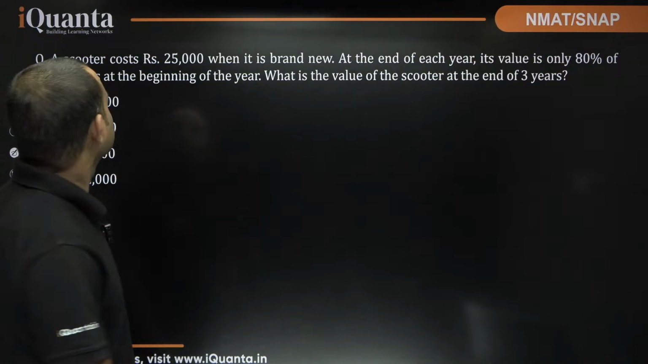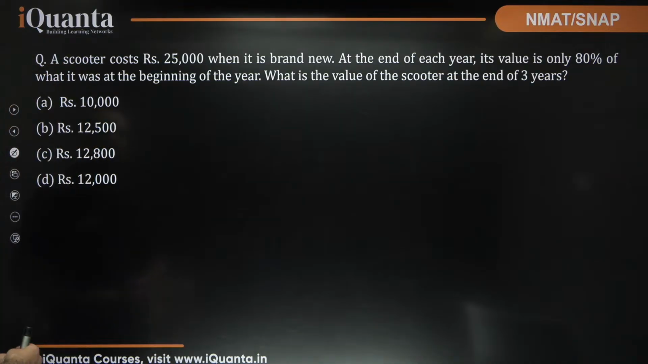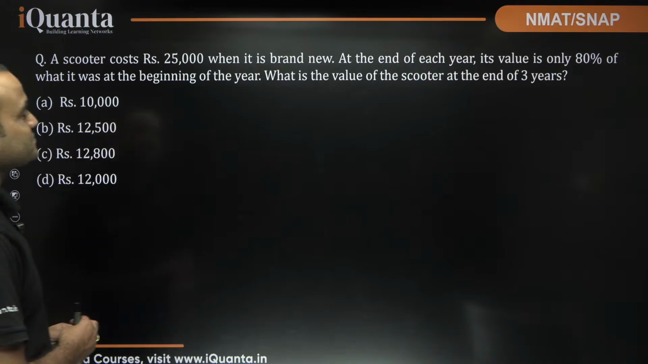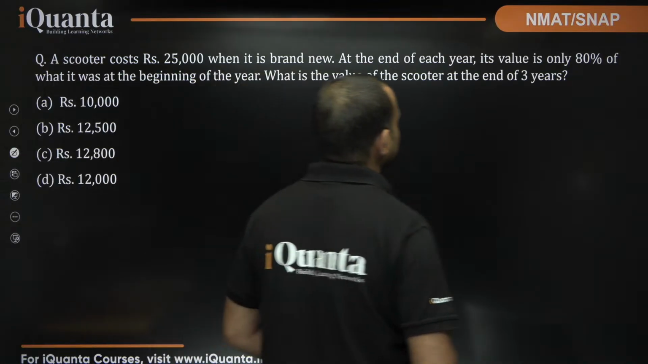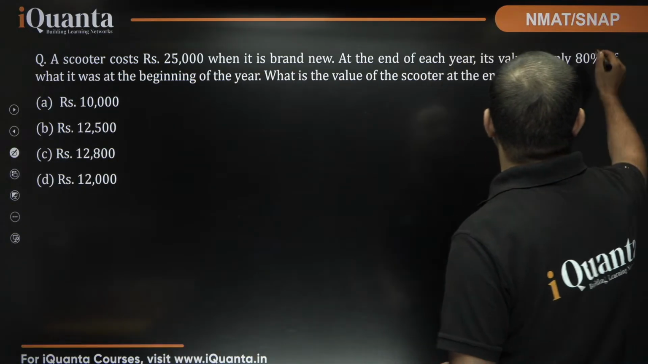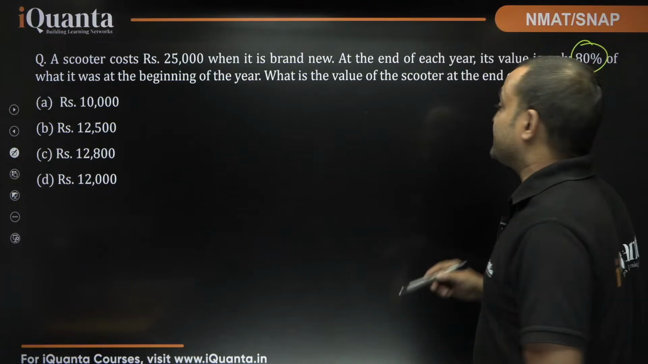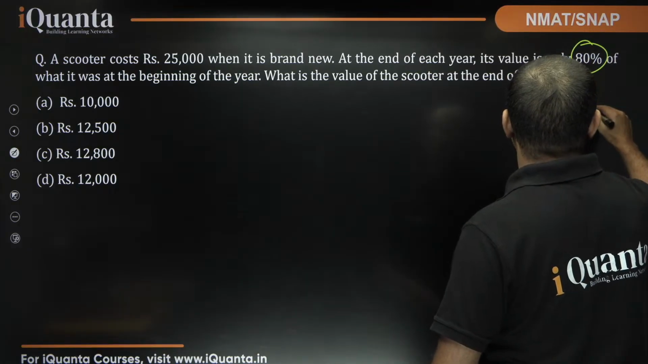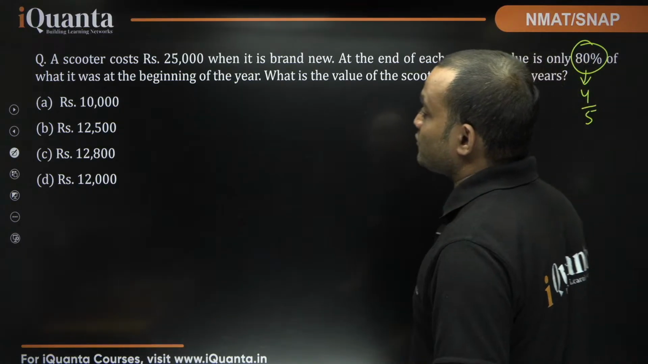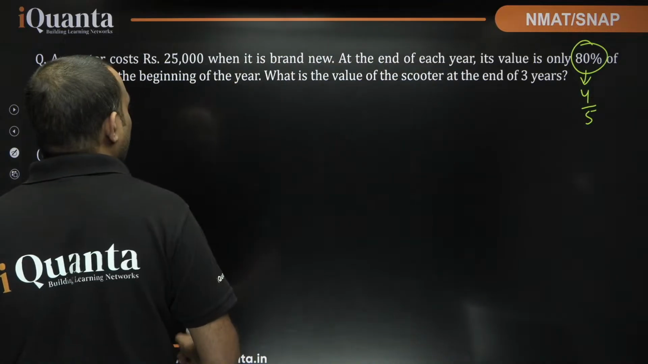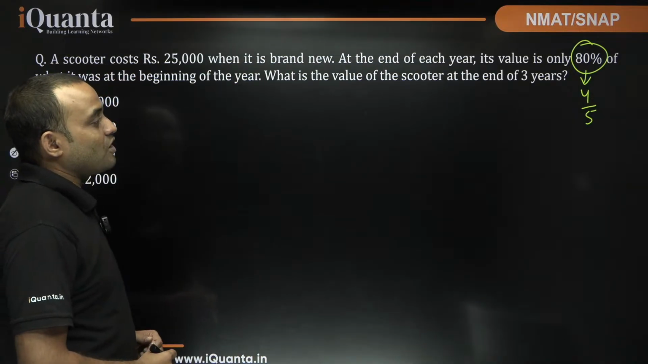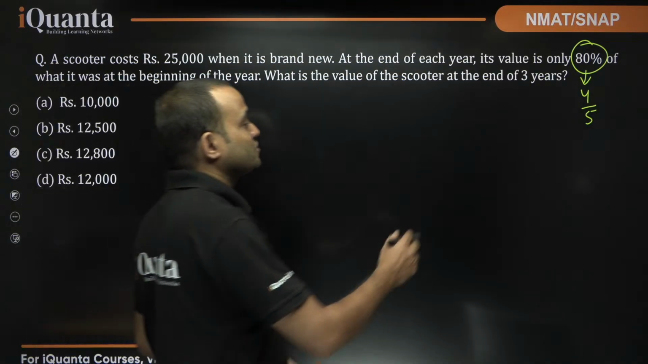A scooter costs 25,000 rupees when it is brand new. At the end of each year, its value is only 80%. What is 80%? 4 by 5 of what it was at the beginning of the year. What is the value of the scooter at the end of 3 years?